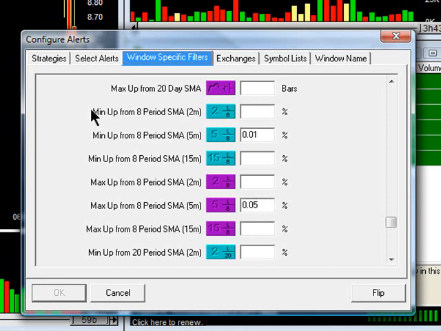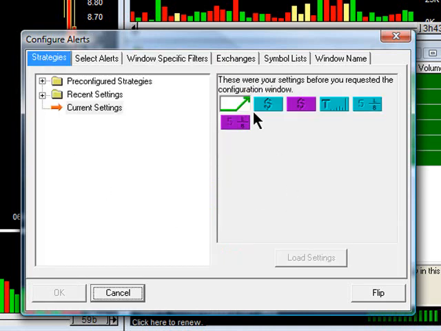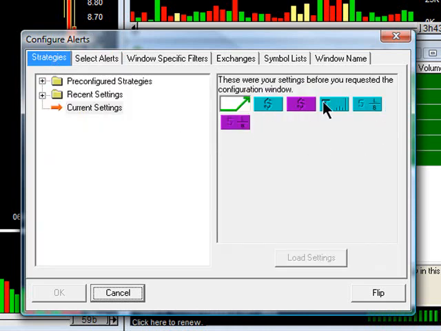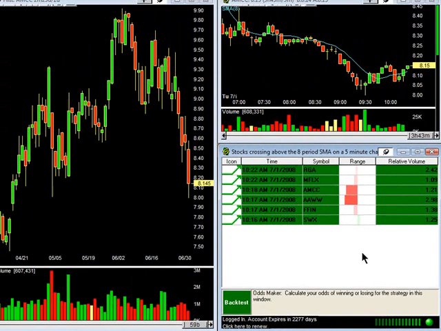Now, let's take a look at what alert we're using to show you the thrust up. I go to the Strategies tab so you can tell, and here you can see, number one, all of the settings for the window, but notice this alert. It's called the Running Up Alert, and this basically shows you all stocks that are making a decent move on a 1-minute chart. So this is the trigger, the alert, running up, so the stock is running up, and the filters tell you exactly what it's doing. So it's running up right through the 8-period moving average on a 5-minute chart. So I'm going to close this window, and now let's take a look.